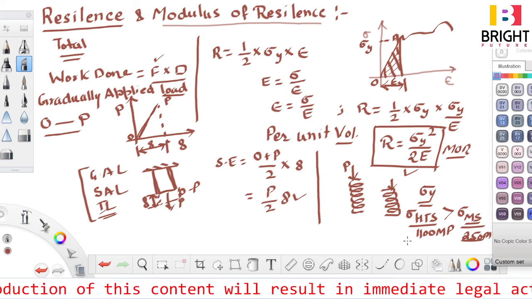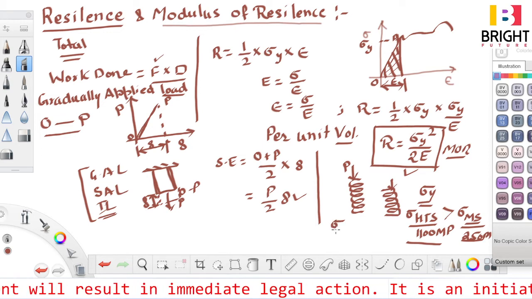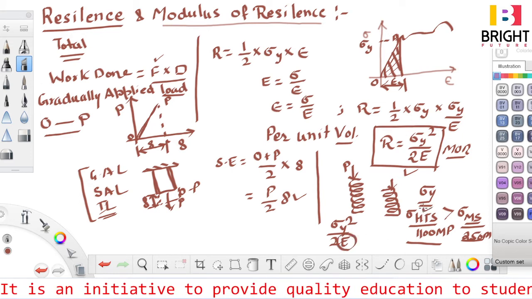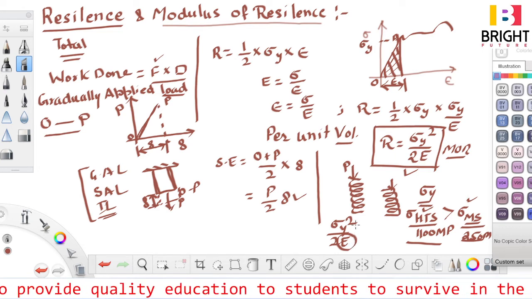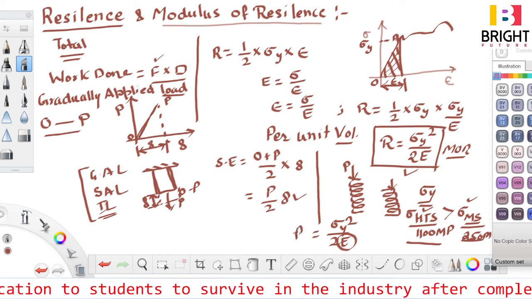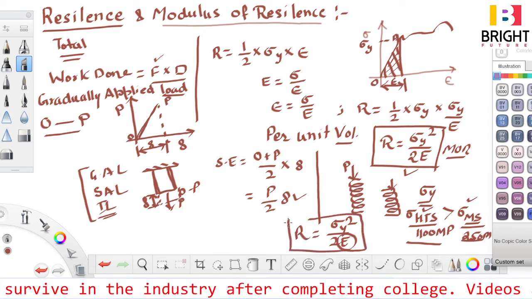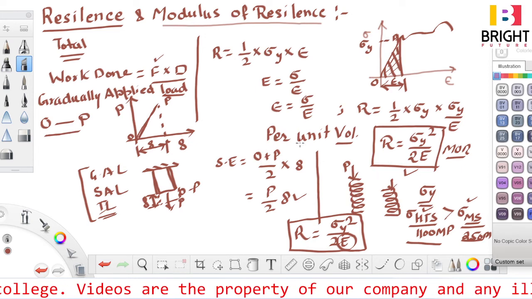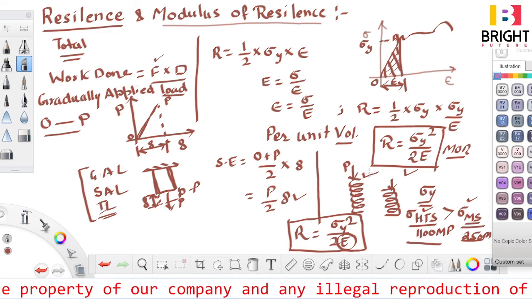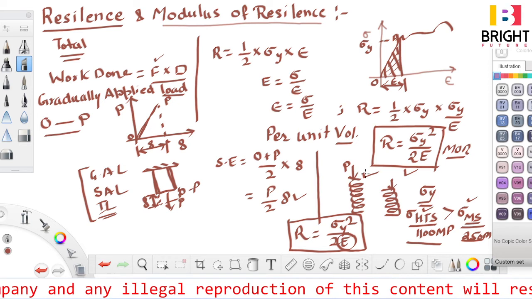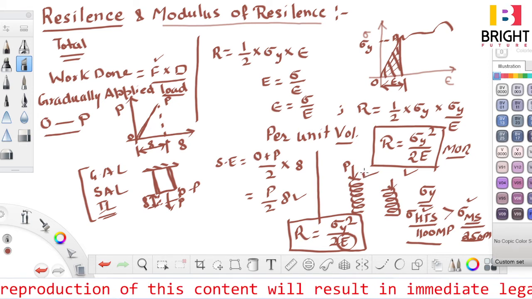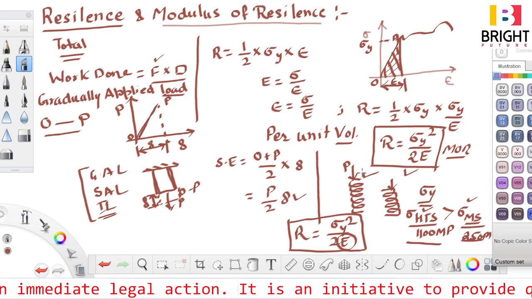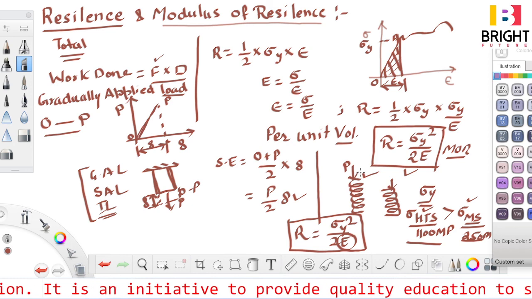So the resilience of high tension steel will be more. The resilience is sigma y square by 2E, and E is the same for HTS and for mild steel, but sigma y for HTS is more. So the resilience of this material is more. So this is a more favorable condition for designing a spring. However, there are some other conditions also for designing the spring. So the material of the spring should have more modulus of resilience. Now you are able to understand what modulus of resilience is, what resilience is, what the difference between the two is, and why modulus of resilience is important. Thank you.